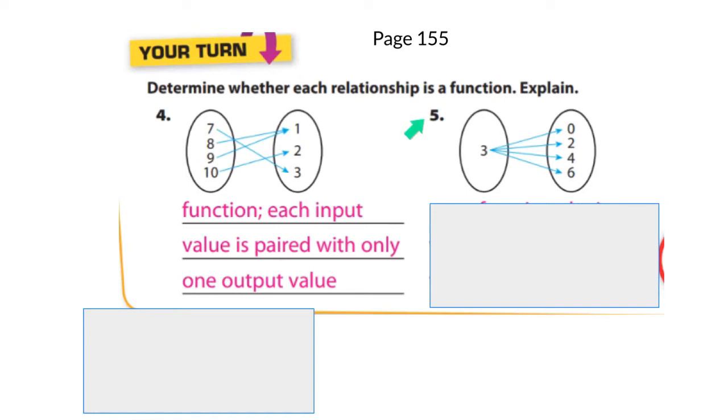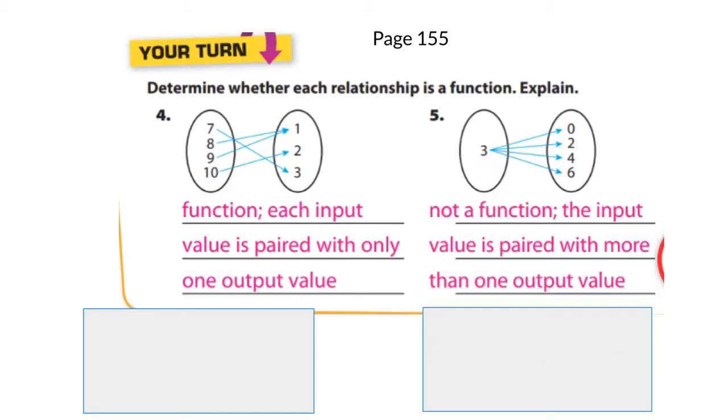Looking at number 5, always check the input. Input's going to be the key. You can see there's more than one line going away from here, so this is a no-no. This is not a function. The input value is paired with more than one output value.